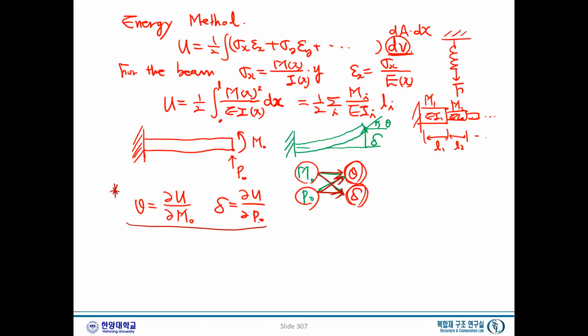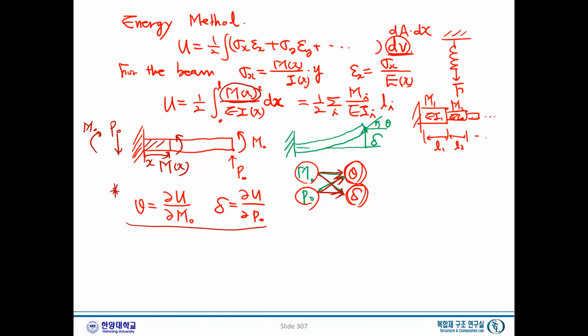So for this particular case, what we need to do is to have the moment as a function of x, right? Because we have a moment of x. For that purpose, we have to have this reaction force at the end. Due to this P0, we will have a P0 downward, and a moment M0 like that. And then the moment at x, say at the x here, there is a positive directional moment, which is the moment M(x).